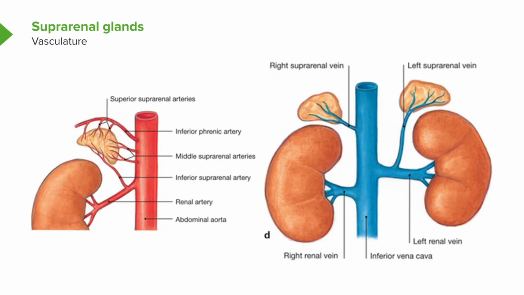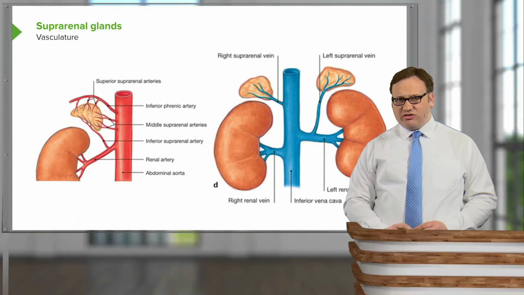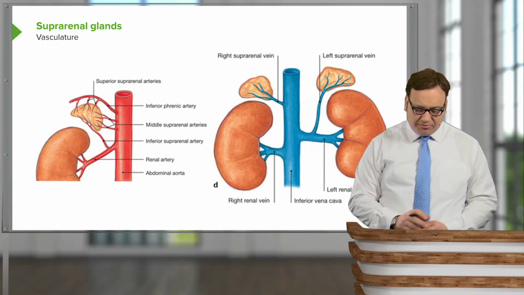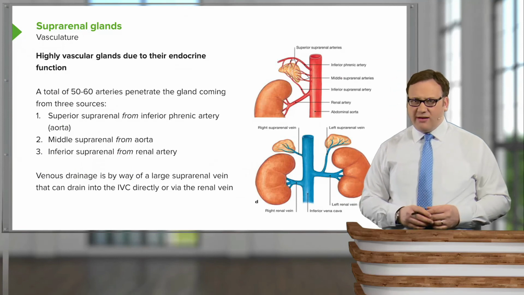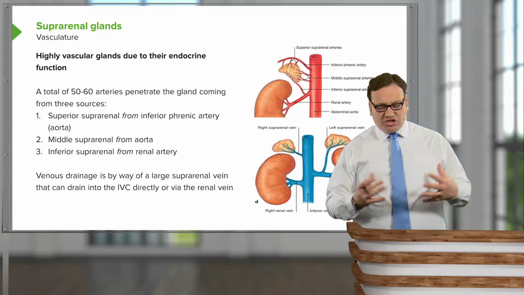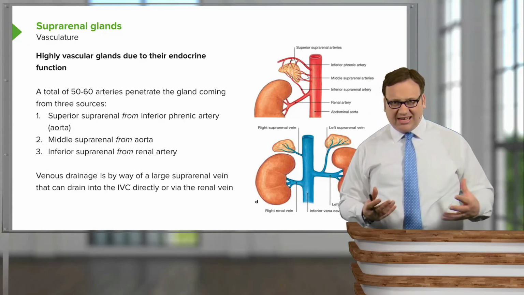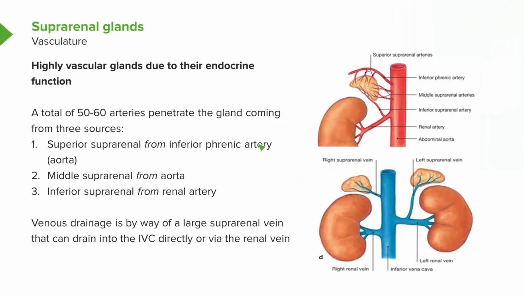The vasculature of the suprarenal glands is complex, and essentially there are about 3 arteries that supply each of the suprarenal glands. It's a highly vascular organ because it's endocrine in function, releasing hormones into the bloodstream. And in total, there's about 50 or 60 tiny branches coming from these 3 sources. Here's our suprarenal gland on the supromedial aspect of the kidney, and here we can see the aorta.